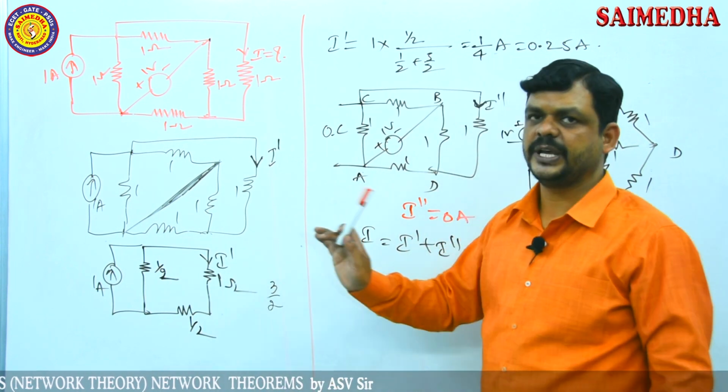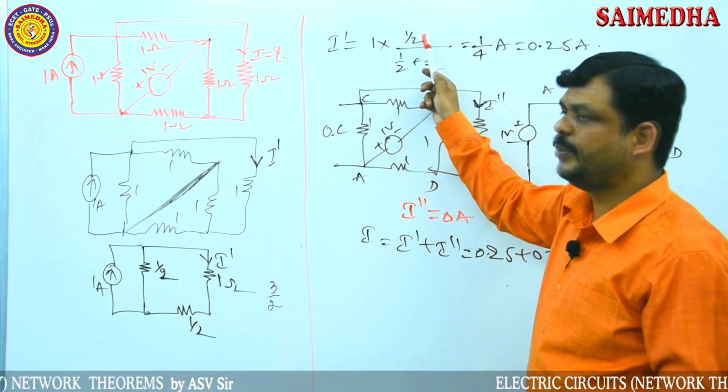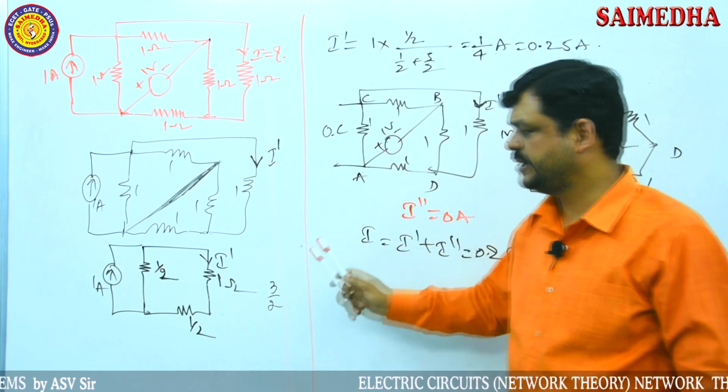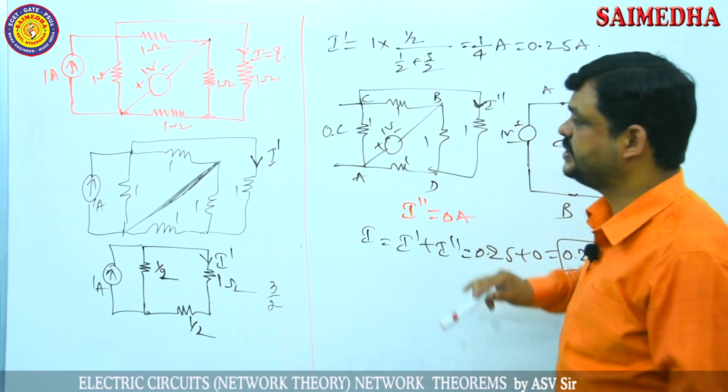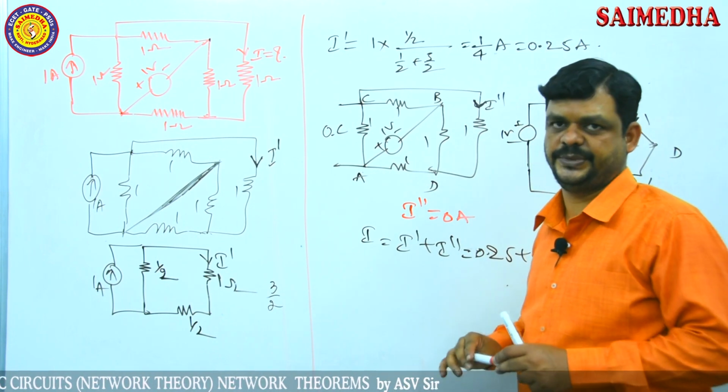I dash is equal to, from the current division theorem, the total current times the opposite impedance divided by the sum of the two impedances. The sum of the two impedances here is 2. Then it gives the response, which is 0.25 amps.